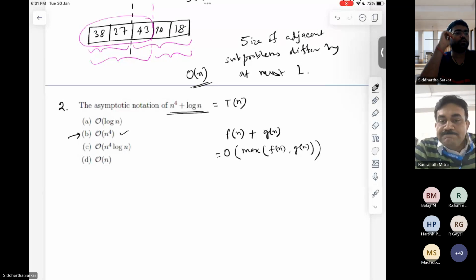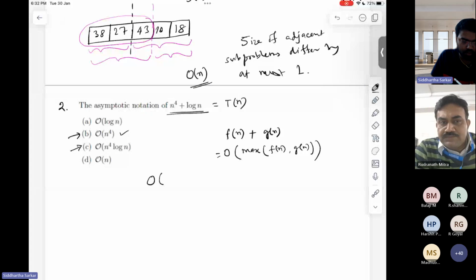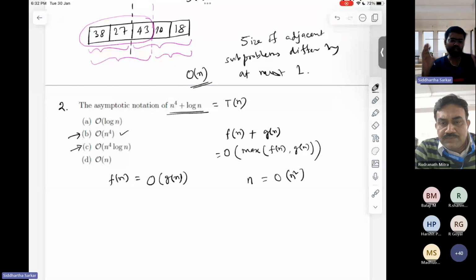Maybe C. Yes, C is also correct. So what is the definition of the big O notation? If I say that some function f(n) is big O of some function g(n), that means that at a high level, g(n) is larger than f(n). One can write that n is order n squared. This is not a tight notation. We're just saying that n squared is generally bigger than n.